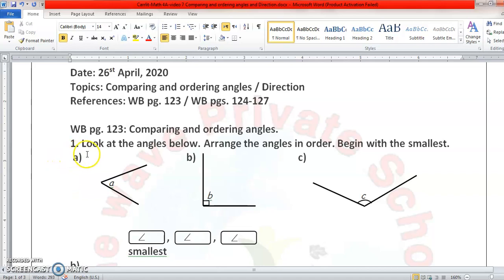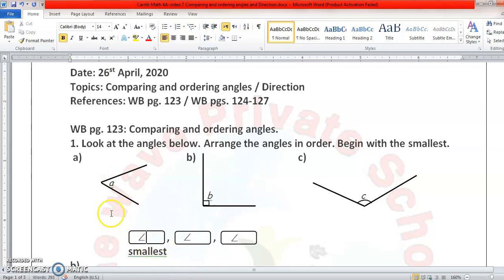Number 1. Look at the angles below. Arrange the angles in order, beginning with the smallest. Letter A. This is angle A. B. This is angle B. And C. This is angle C. Okay. Which one do you think is the smallest angle? Based on your observation, we can see that angle A is the smallest.